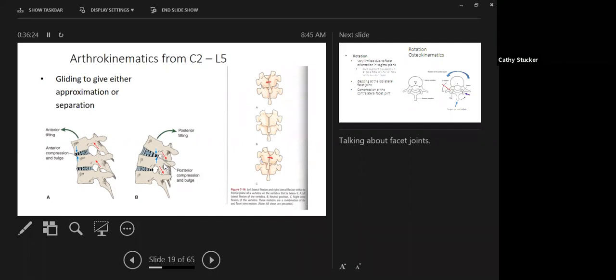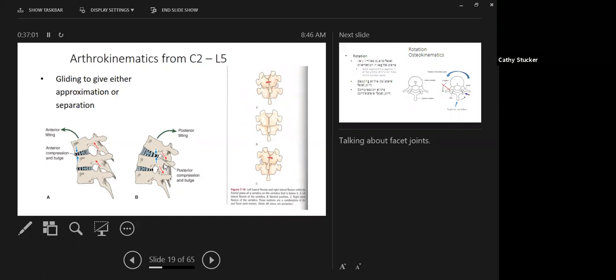When you flex, the top vertebra just glides forward or superior on the lower one. When you extend, the top one glides backward on the lower one. That's pretty much the motion in flexion and extension. So flexion is a separation of the facet joint. Extension, however, is a compression of the facet joint. The two surfaces get closer approximated.